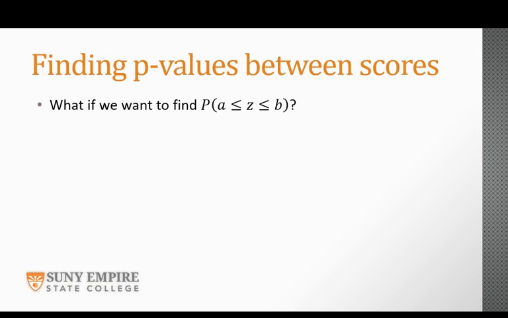What if we want to find the probability that a z-score lies between two values? Or equivalently, what percent of a normally distributed population lies between two values? If we call the lower limit a and the upper limit b, we want to find the probability that a is less than or equal to z is less than or equal to b. To do so, we find the p-value for b and subtract the p-value for a.